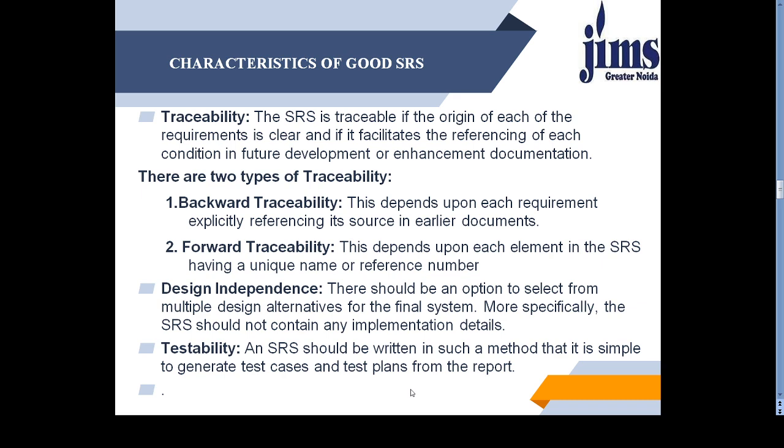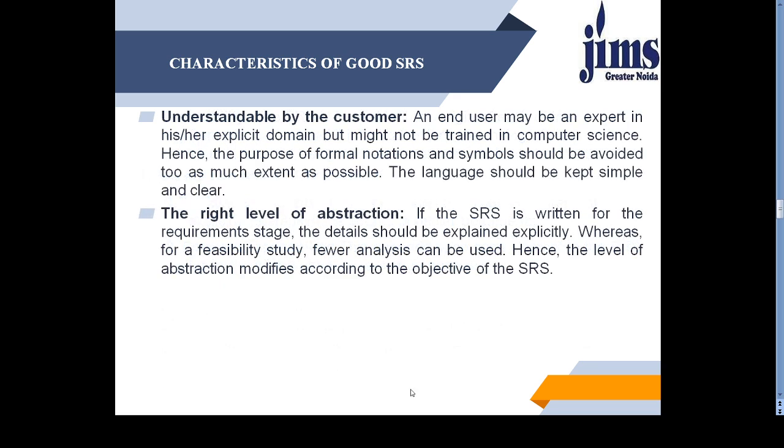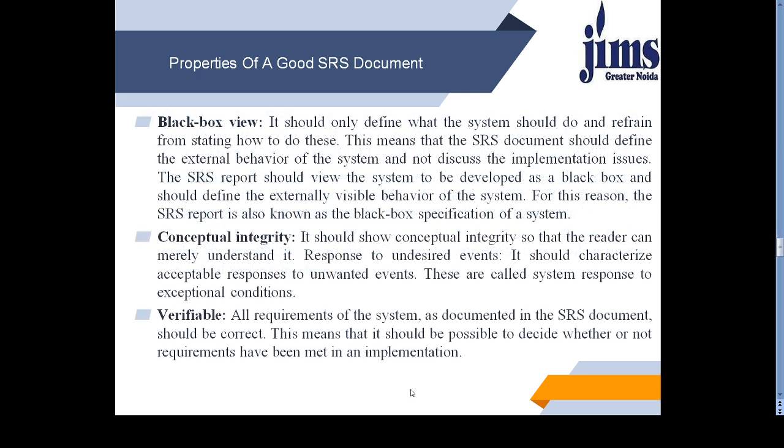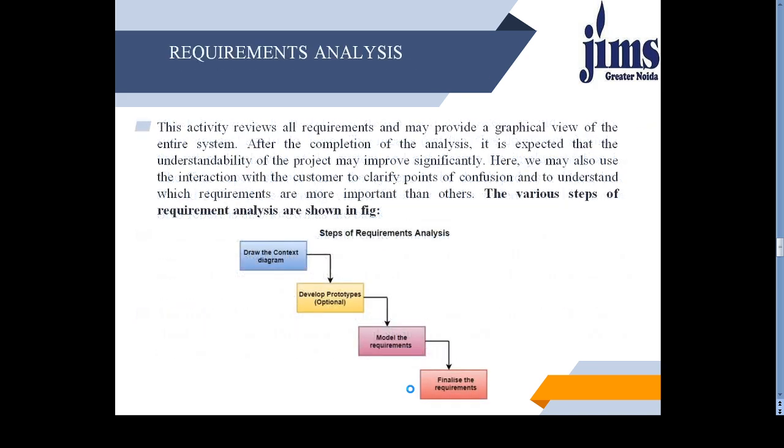Design independence and testability. Understandable by customer and right level of abstraction. Right level of abstraction means we decide here how much we need to tell the user. It should be concise. These are properties. It should be properly structured. Black box view: we do not have to specify the coding, we have to tell what is the input and what is the output. Conceptual integrity, verifiable.